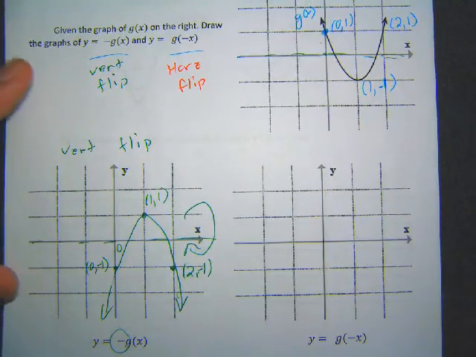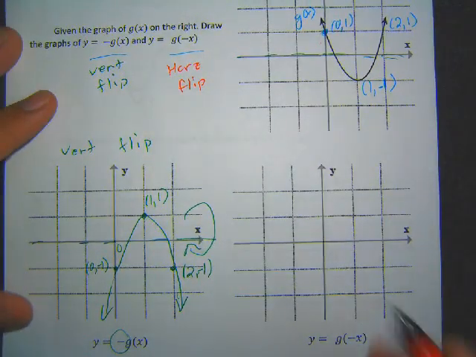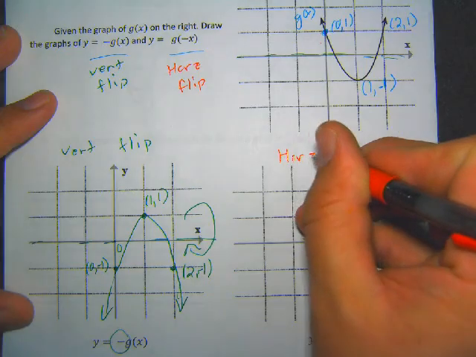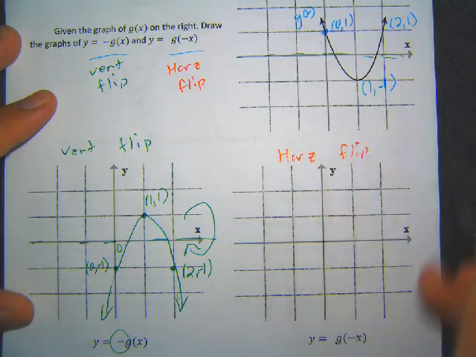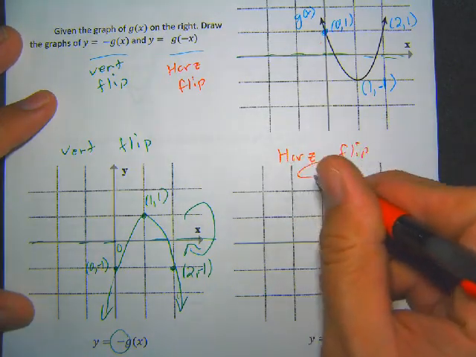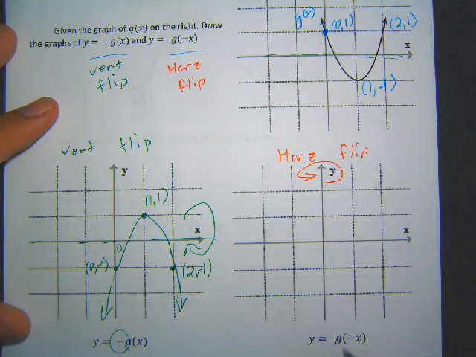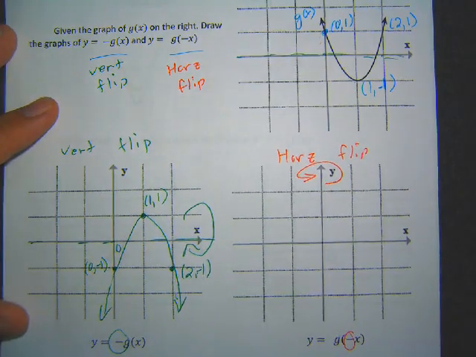Okay, let's take the same graph now, though. Let's do the other. Let's do the horizontal flip. This time, again, we're flipping over the y-axis. So we're flipping this way, side to side. And it's because there's a negative on the inside.